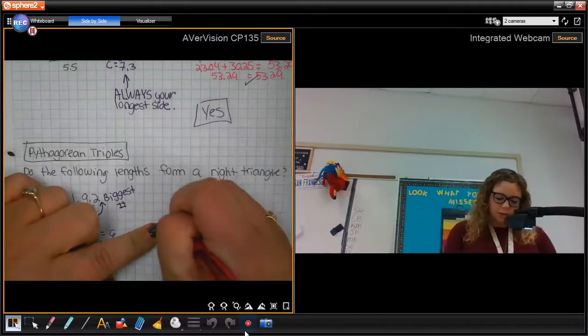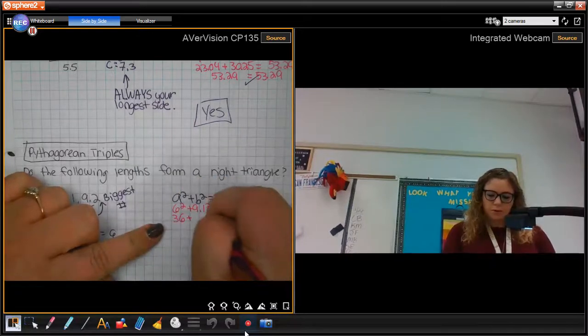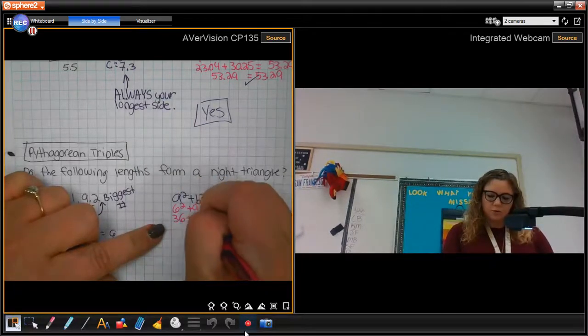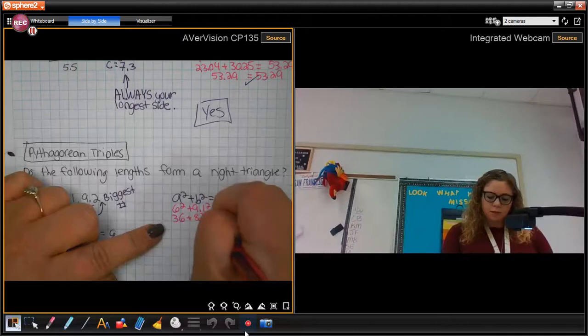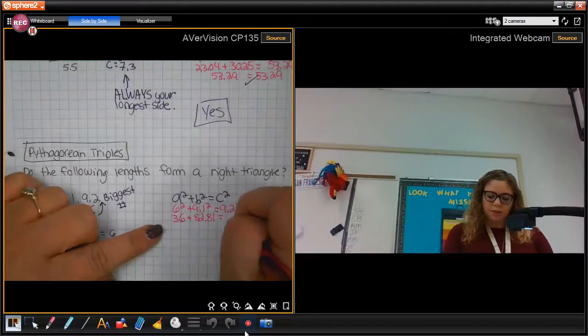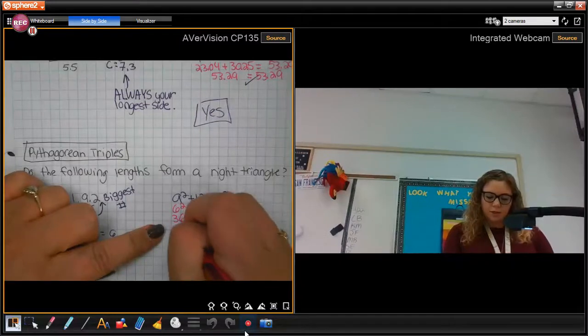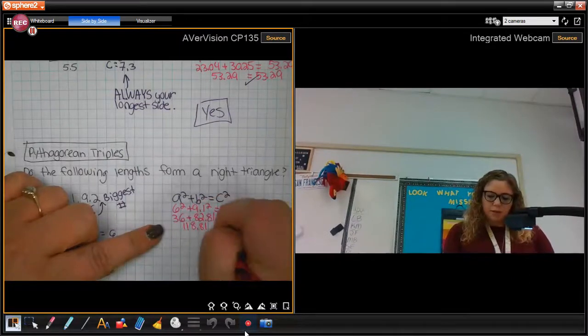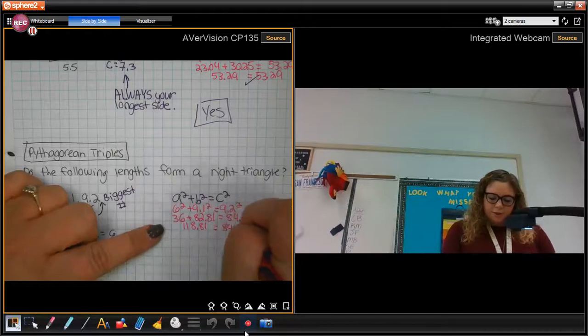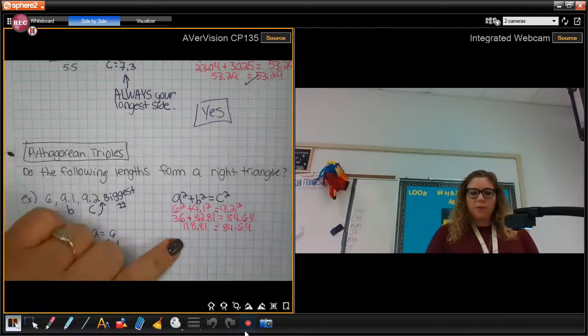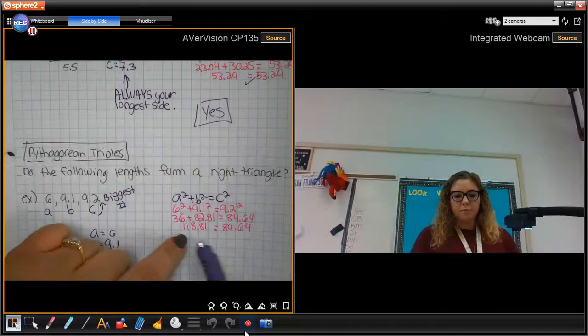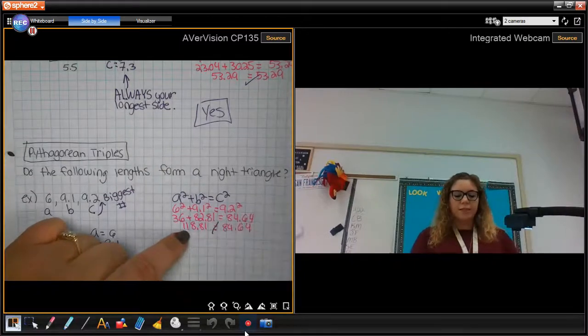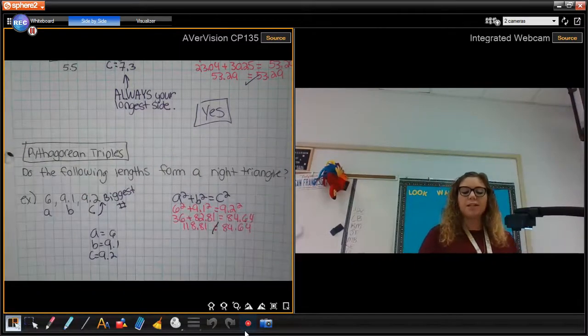6 squared is 36. 9.1 squared is 82.81. 9.2 squared is 84.64. Add those together, I get 118.81 equals 84.64. Do they equal each other? Are they the same number? No, so therefore it is not a Pythagorean triple and it is not a right triangle.